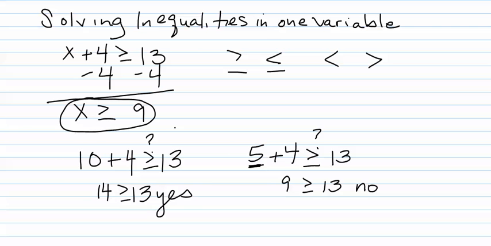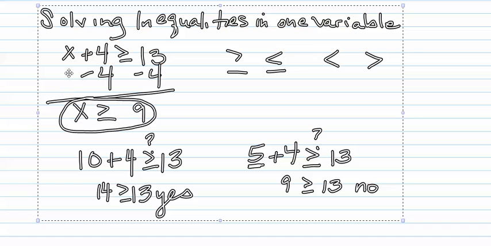Okay, so let's try one where we have to do some other operations. For example, if I started with an inequality that involved multiplication. So I have an inequality that says 2 times a number is less than or equal to 10. I want to find out what numbers can actually make that true.